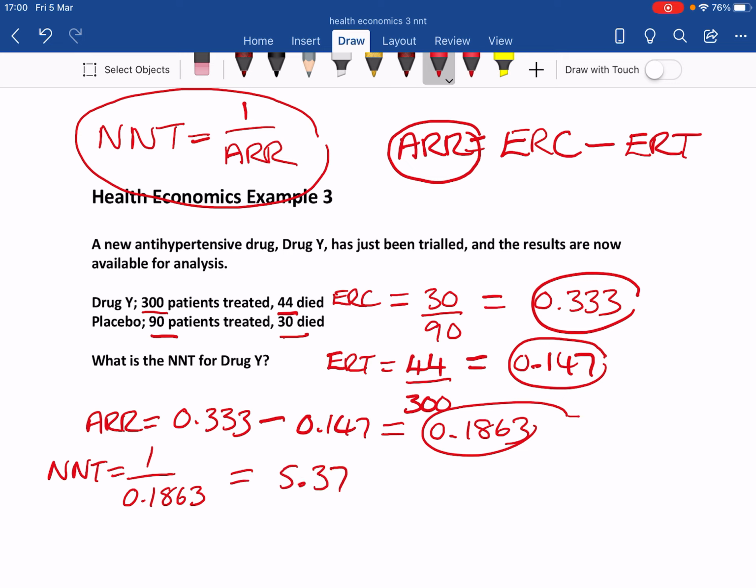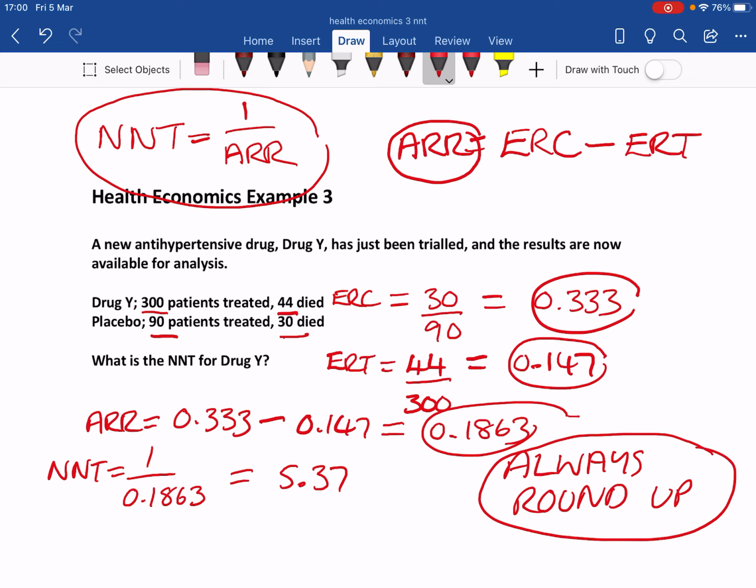Again, we don't stop there, because another rule with number needed to treat is we always round up. That's unusual, because normally when we round a figure, we round up or down depending on what's nearest. If we've been asked to round to the nearest whole number, we would round up or down to whichever is nearest. So if we're following normal rules for most other questions, this will be rounded down to 5. But with the number needed to treat, we always round up.